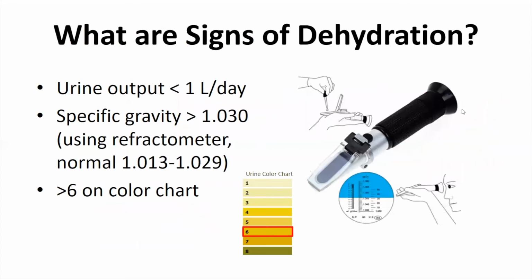So how do we check for signs of dehydration? One, we can measure urine output. I think the general rule is you must go to the restroom at a minimum 4 to 5 times a day. If your urine output is less than 1 liter per day, that's a sure sign of dehydration.